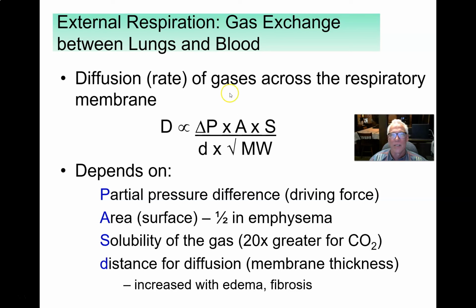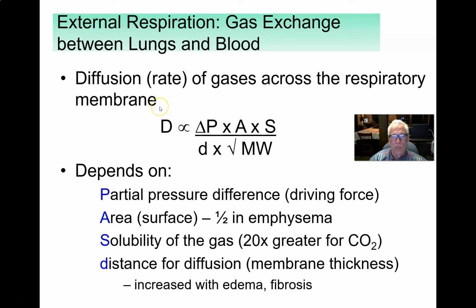External respiration, gas exchange in the lungs. The rate of gas exchange in the lungs is limited by certain physical properties of the respiratory membrane. The respiratory membrane, you may remember, is represented by the type 1 alveolar cells that make up the wall of the alveolus, the basement membranes, and then the endothelial cells of the capillaries around the alveoli. That's the respiratory membrane.